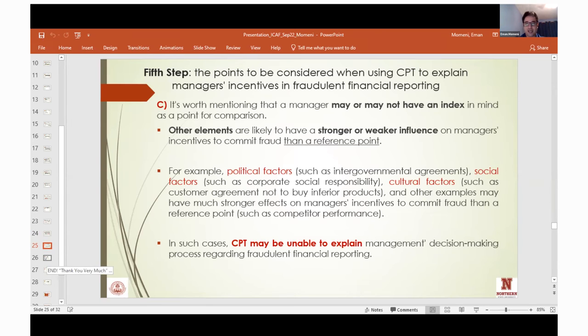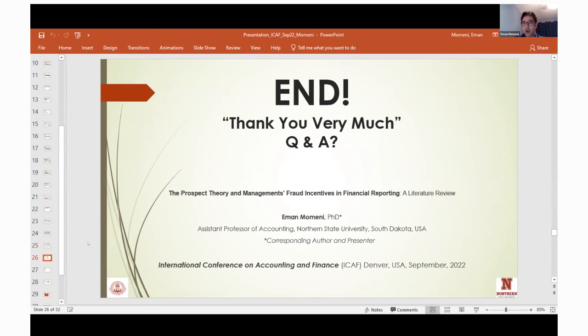So the whole point is that the most capable model of our CPT analysis to explain fraud can be unable to be applied in some areas of application. That's our main conclusion here.